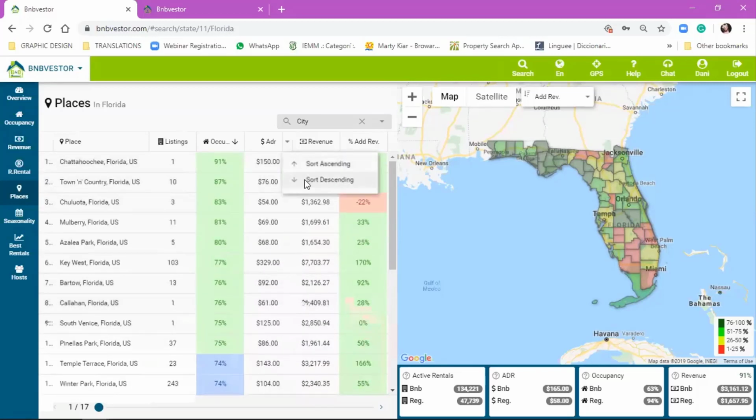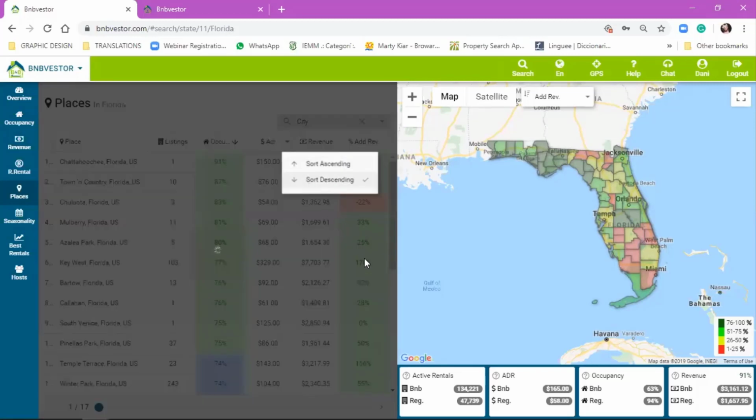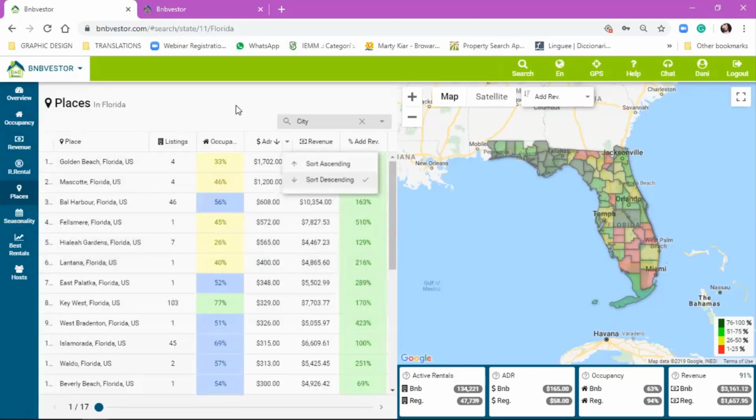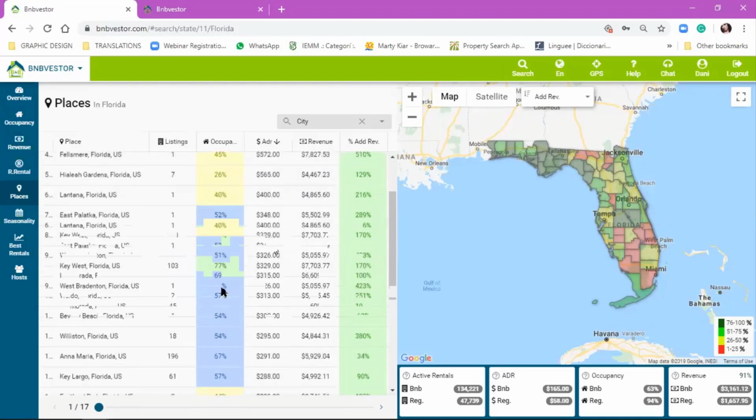Then the highest average daily rate. We have Golden Beach, Mesquite, Boca Harbor, and Fellsmere. Now, take a look at this again. We have the listings 4, 4, 46, and 1. But you can see, of course, with an occupancy of 33, 46, 56, and 45. So this we're not really going to consider.